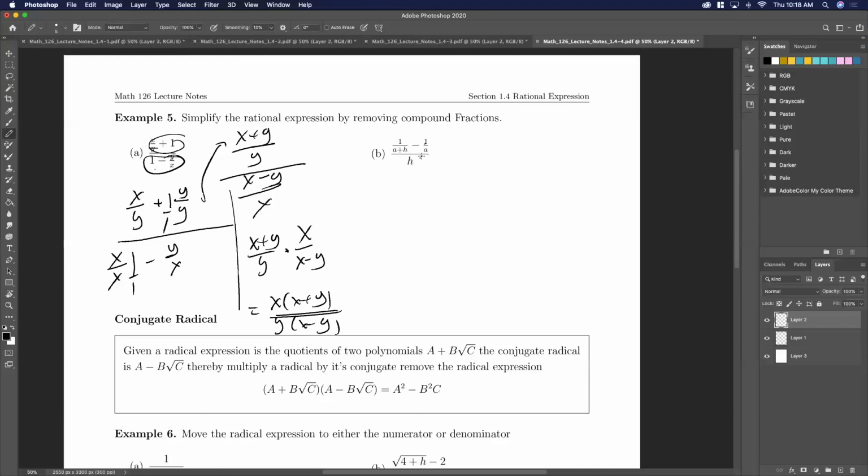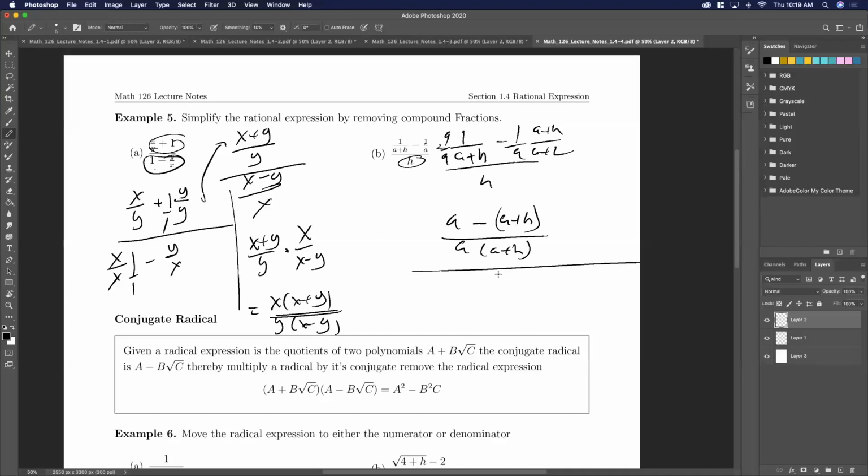We'll do the same thing here. So here, we're already good. So here we just need to make the top part a single fraction. So here I'll have 1 over a plus h minus 1 over a all over h. And so here I'm going to have to multiply by a plus h over a plus h. Here I have to multiply by a over a. So I'll get a minus a plus h all over a times a plus h divided by h.